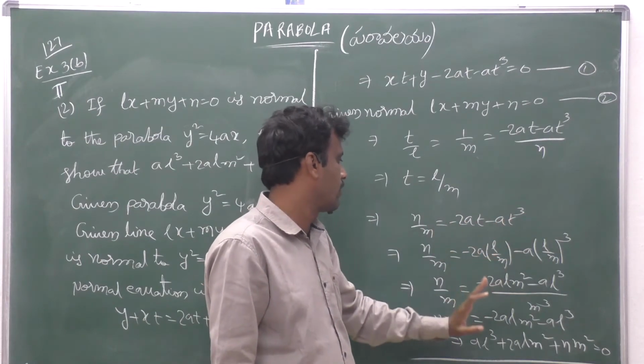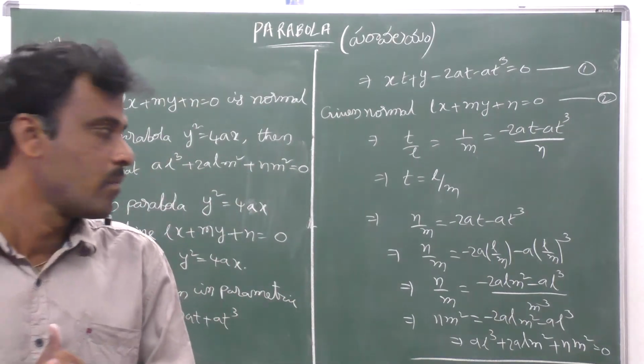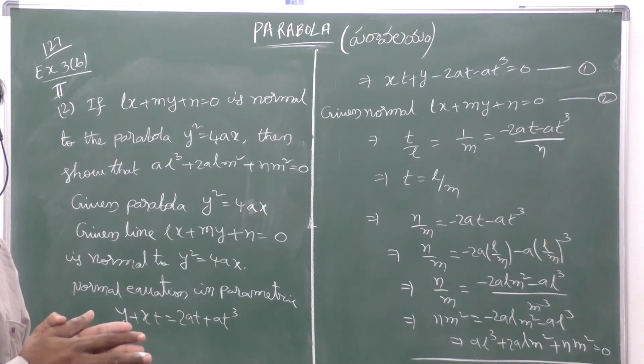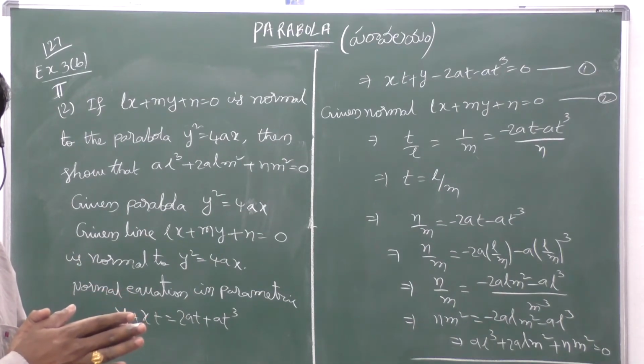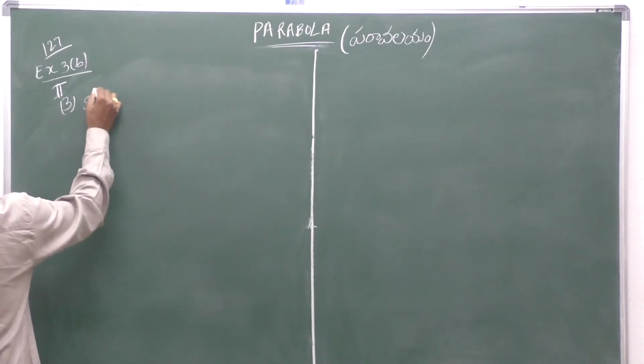Substitute in t value, cross multiply, we get al cube plus 2al m square plus nm square equal to 0. That is the condition for normal. Only c equal to a by m is tangent. Here the condition for normal is al cube plus 2al m square plus nm square equal to 0.